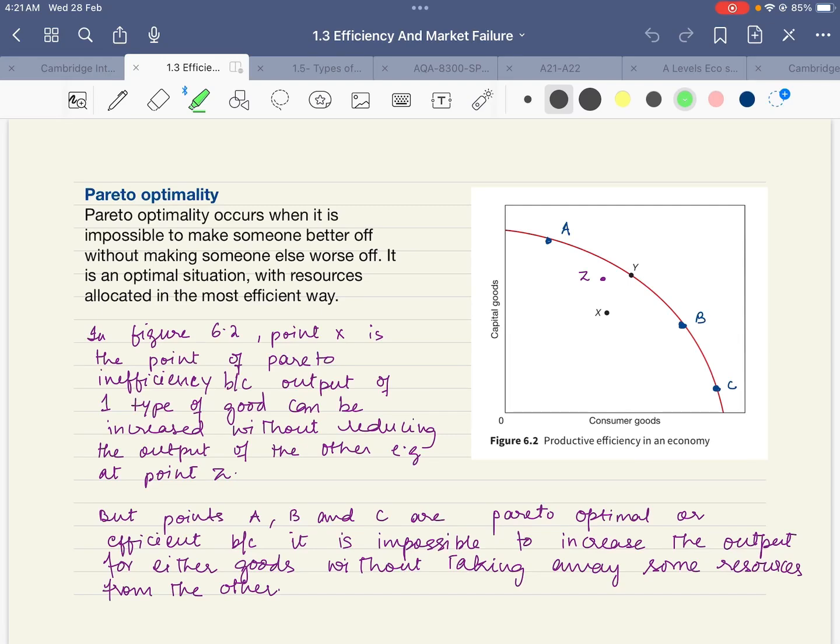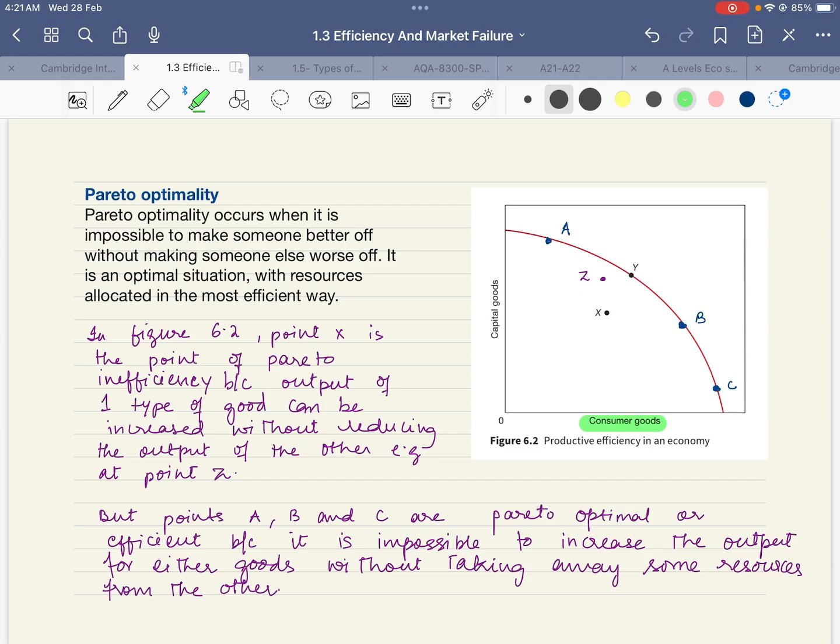Pareto optimality. This is the concept which suggests that it's impossible to make someone better off without making someone else worse off. For example, the points inside the production possibility curve, which is point Z and point X, they both are Pareto inefficient because the output of consumer goods can be produced without touching the output of capital goods.